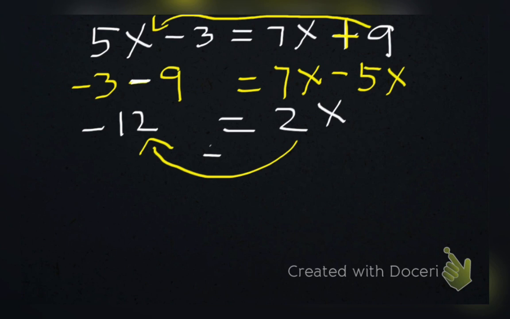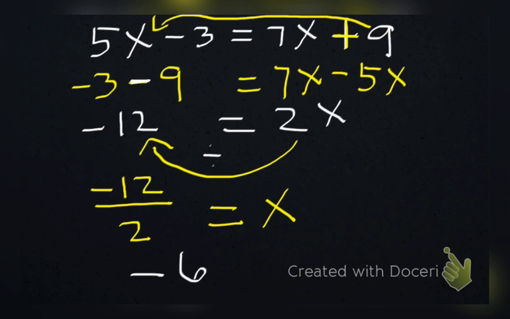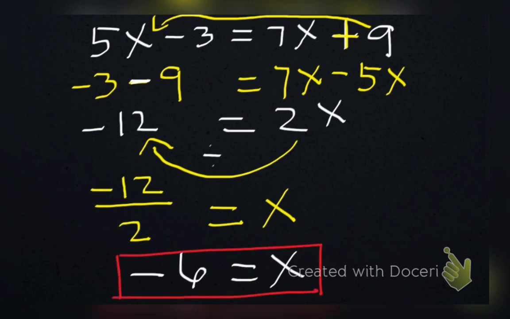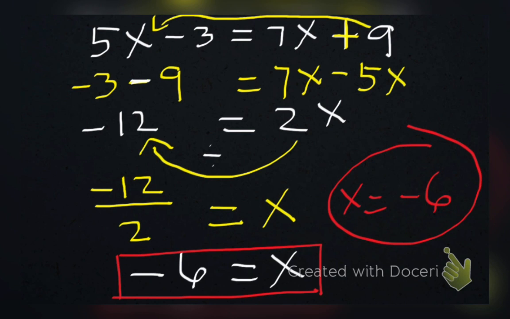Now let us isolate x by itself. To do that, we are going to divide minus 12 by 2 to get x by itself. Now we can divide negative 12 divided by 2 equals negative 6 equals x. And there you go. Our x is negative, so x equals negative 6. So you don't really need to keep looking for your x, especially if it's negative.